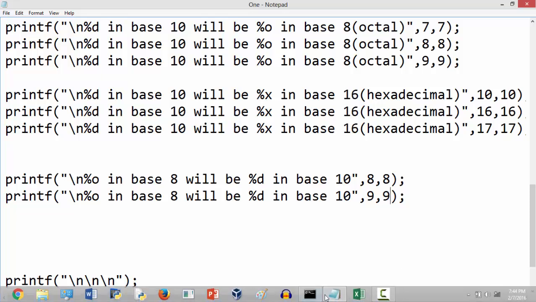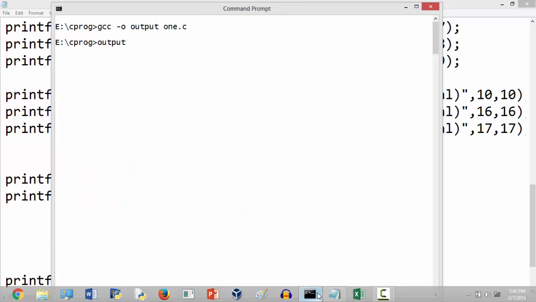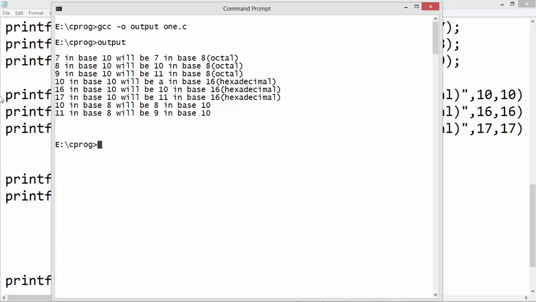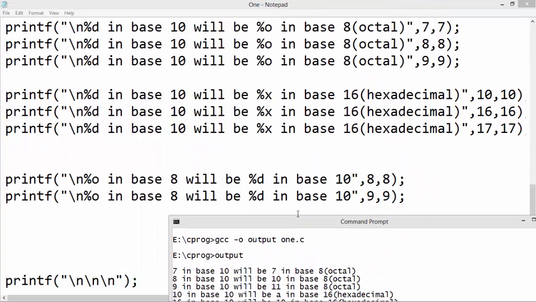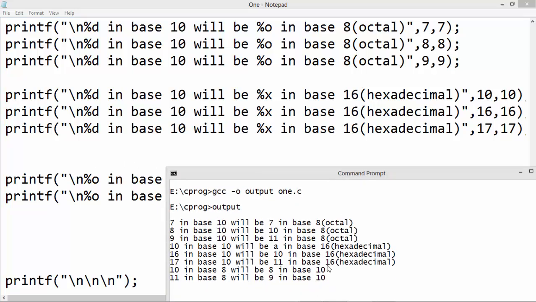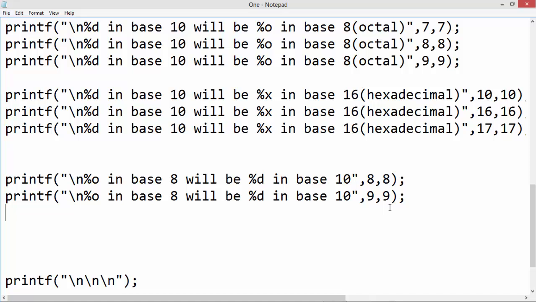Our problem is, let us see how this will display. How does the machine differentiate between an octal number and a decimal number? If you see, 10 in base 8 will be 8 in base 10. I have given 8 and 8, so my 8 has got converted into 10 here, which is the reverse of that.